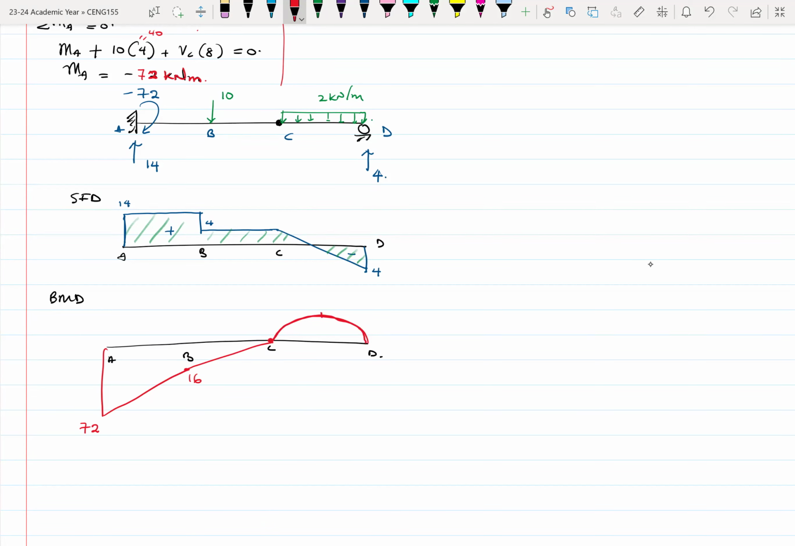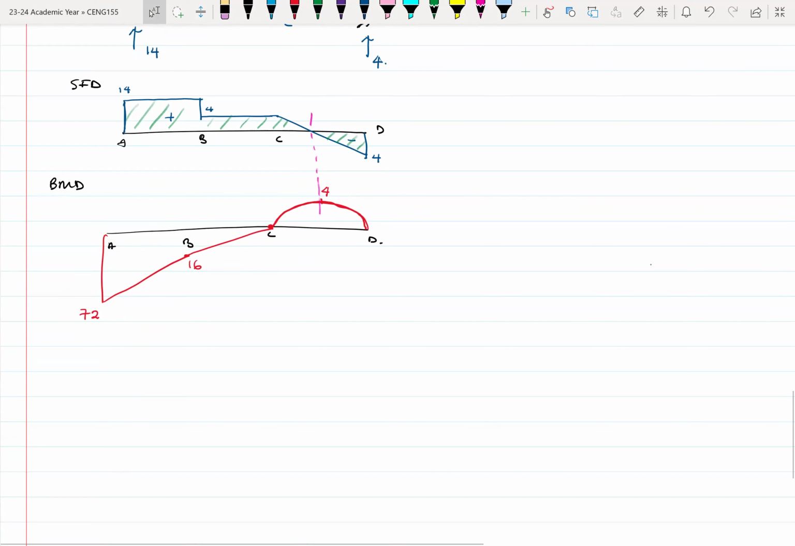With the top value here being WL squared over 8. So 2 times 4. So here, this value here is 4. All right. And this coincides with where the shear is 0. I think the last time we met, we explained that where the shear force is 0, it means that at that point you will have your maximum or minimum bending moment value. Right. So let me explain why C is 0. Okay.